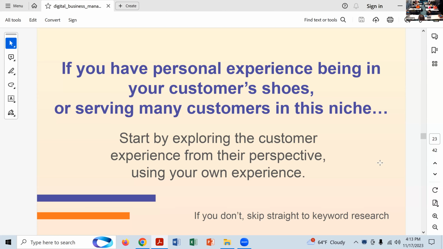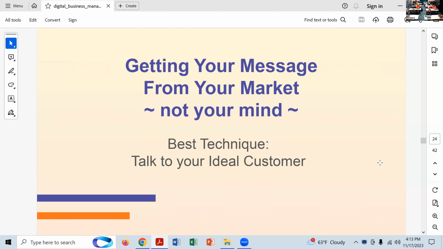Yeah, sorry. Okay, hang on, I'm just going to get in here really quick, because I forgot about page 6. So here's what we're doing, right? We theoretically did our brainstorm, our brain dump from our perspective, from their perspective. Now we're going to query the market, okay? Query the market because you want to get your message from your market, not your mind.